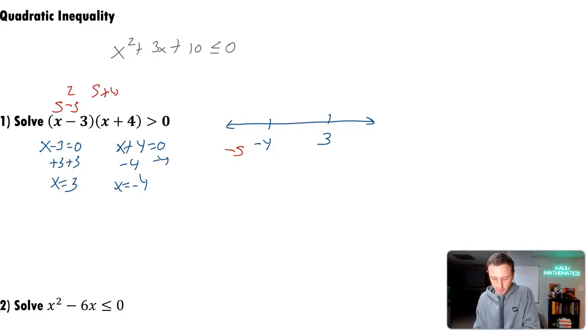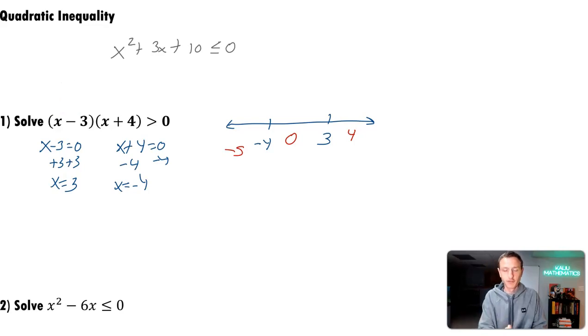In the region from negative 4 to 3, I'll use 0. If 0 is in your region, use 0; that's the easiest one in most cases. And then for 3 out to infinity, let's just use 4. I'm going to take each of these test points, plug them into the inequality, and see if we get a true or false statement. If we get a true statement, that means that region works. If we get a false statement, that means it doesn't.